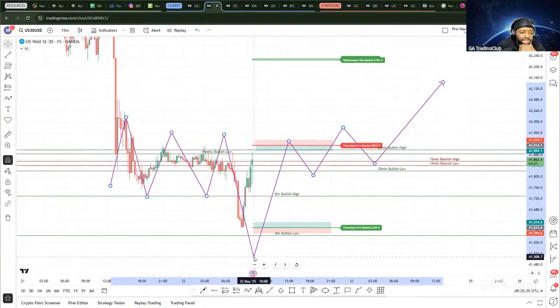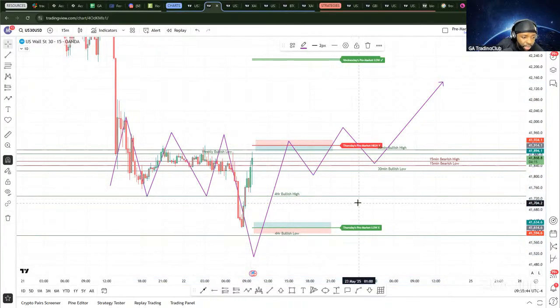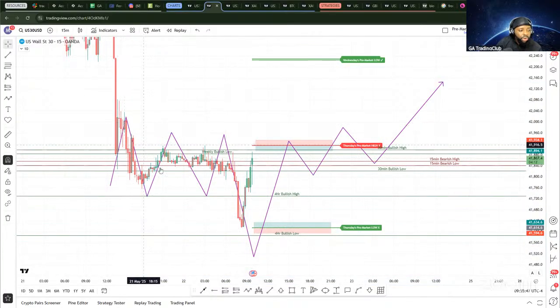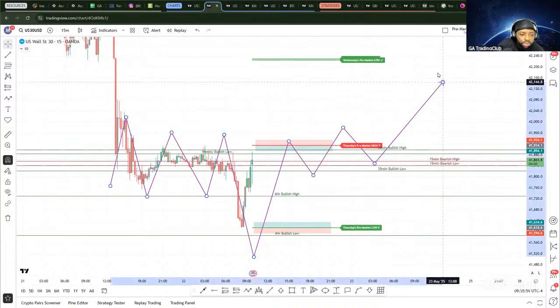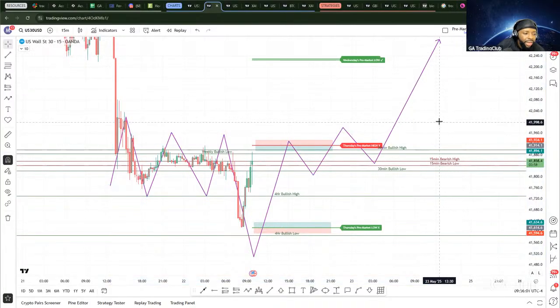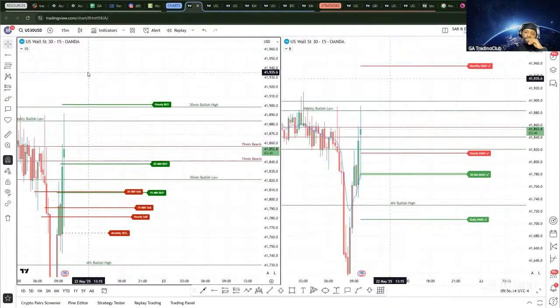I think it's an ICT concept or whatever. Maybe it's also called turtle soup. I don't know those ICT concepts, but it's an area of accumulation. It manipulates away from that consolidation, fakes out, and then comes back into the consolidation and breaks out to the upside. So this is a possible entry. I would rather take the pre-market high entry if anything. But yeah, we'll see how that goes.